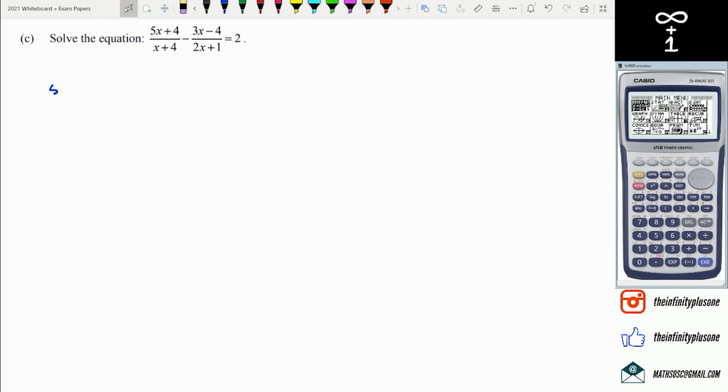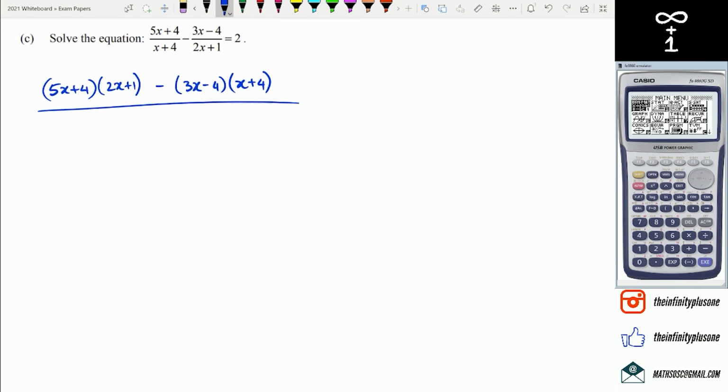So what we've got here is 5x plus 4 multiplied by 2x plus 1. So I am cross multiplying here. Minus 3x minus 4 multiplied by x plus 4. And the denominator is x plus 4 and 2x plus 1. Now, normally they'd be nice and give you some sort of common factors or common multiples in the denominator, so you don't have to do this ugly thing. But guess what? This is just one of those really ugly long things that we have to do.